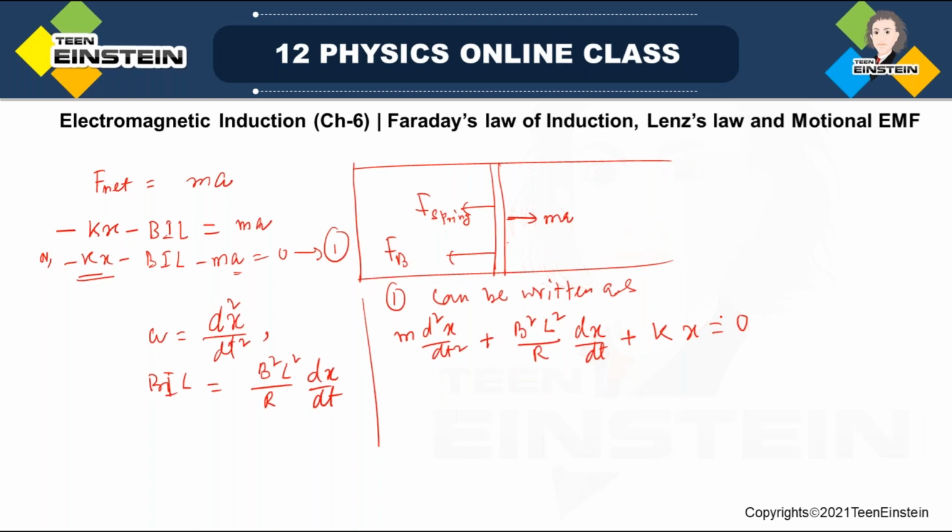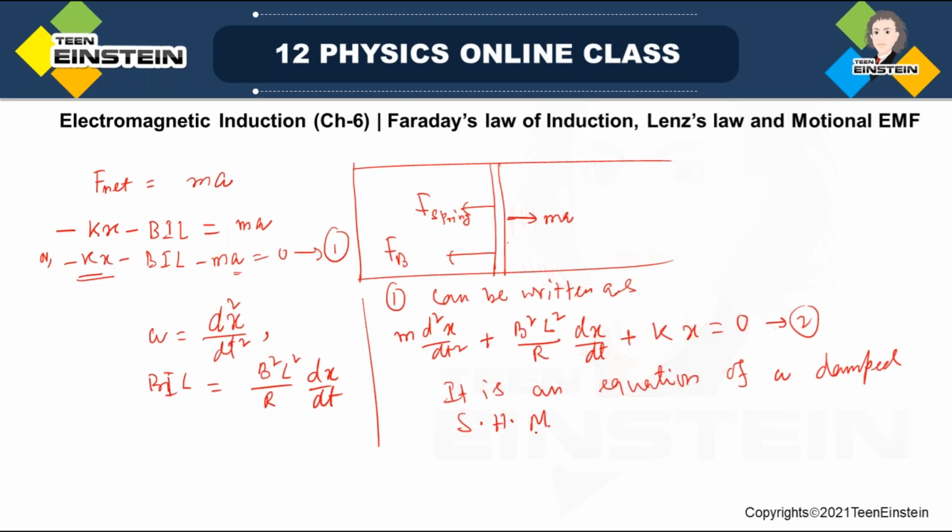So you can see this equation is nothing but an equation of a damped simple harmonic oscillation. This is equation number 2. It is an equation of a damped SHM, simple harmonic motion. Okay.